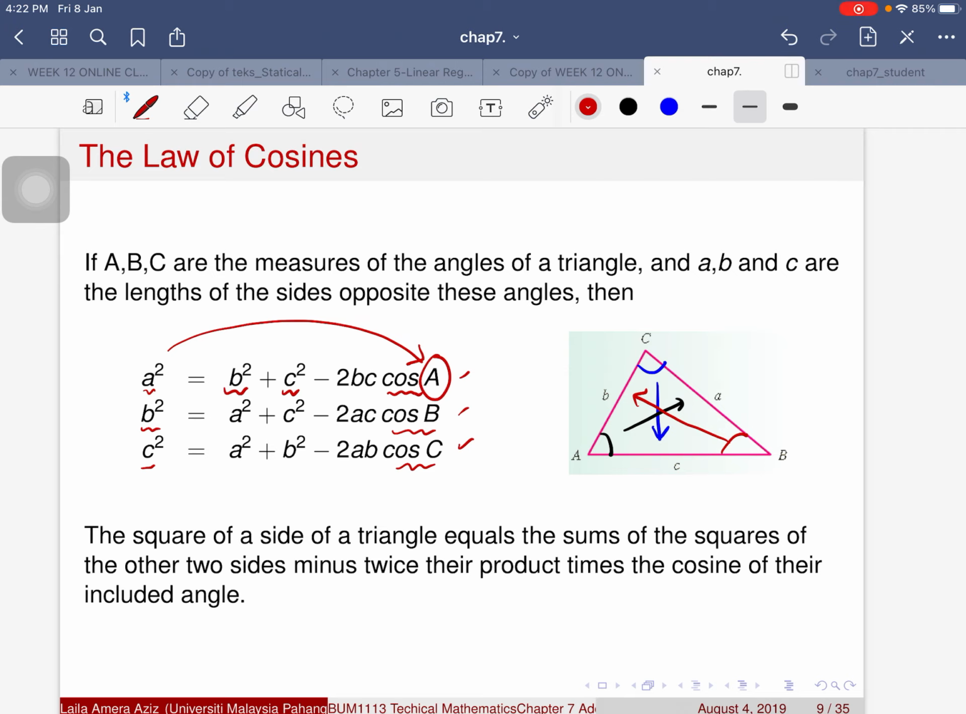Okay, so that is the information that you need, and you also need the other two angles. If you want to find C, you need to have A and B. If you want to find B, you need to have A and C, and so on. So that will be the idea.